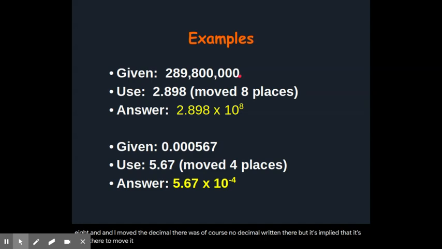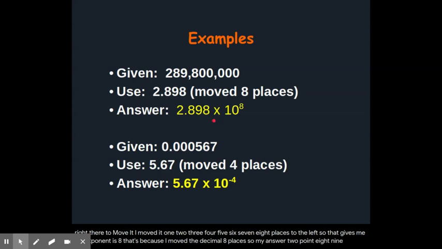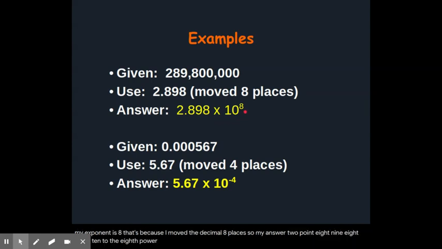There was, of course, no decimal written there, but it's implied that it's right there. To move it, I moved it 1, 2, 3, 4, 5, 6, 7, 8 places to the left. So that gives me my exponent is 8. That's because I moved the decimal 8 places. So my answer, 2.898 times 10 to the 8th power. There's my new concise way to write this number. Now, because this number was greater than 1, this is a positive exponent.